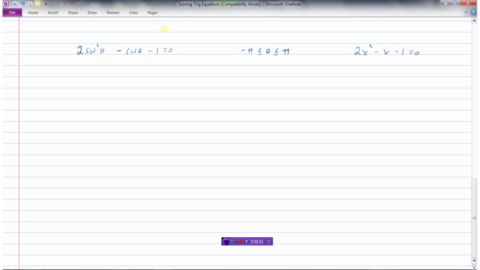Sine squared theta, when you see this here, that just means sine theta times sine theta. So sine squared theta means we have a product of 2 sine thetas there. But if you were doing this question here, you would simply factor this equation.